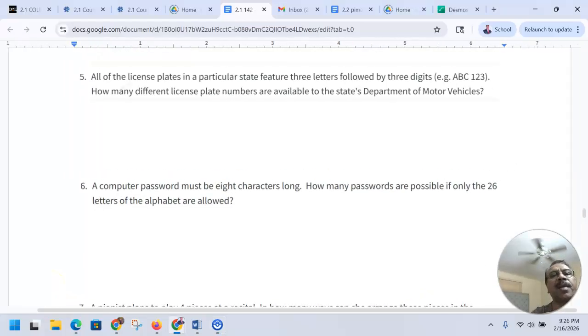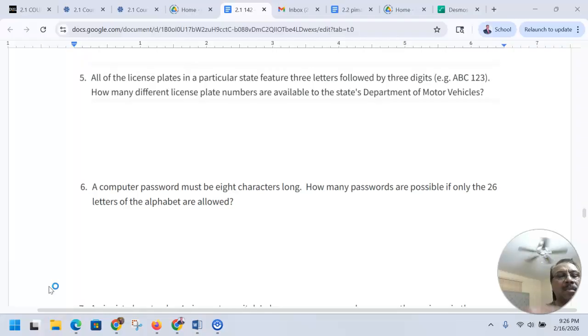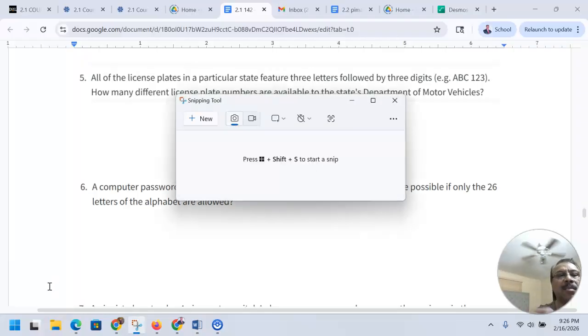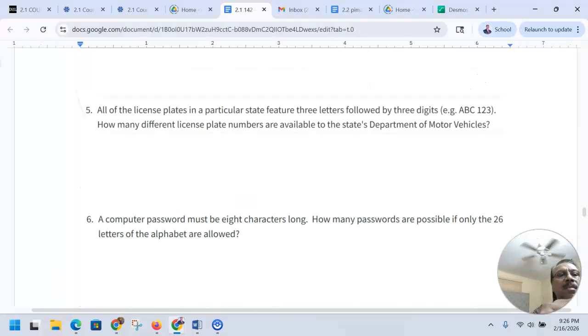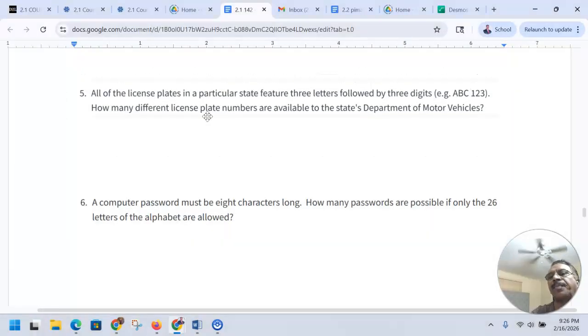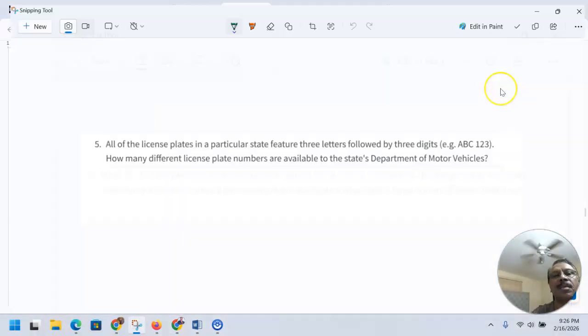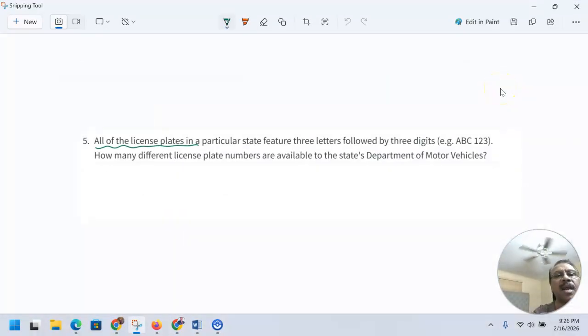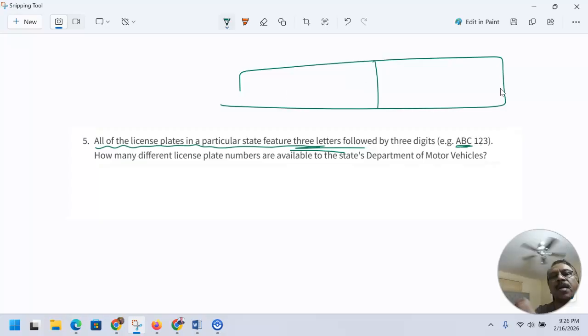All of the license plates in a particular state feature 3 letters. So you have first 3 letters, so that means here. So you have this way. So this has to be letters. These 3 have to be letters. Okay.